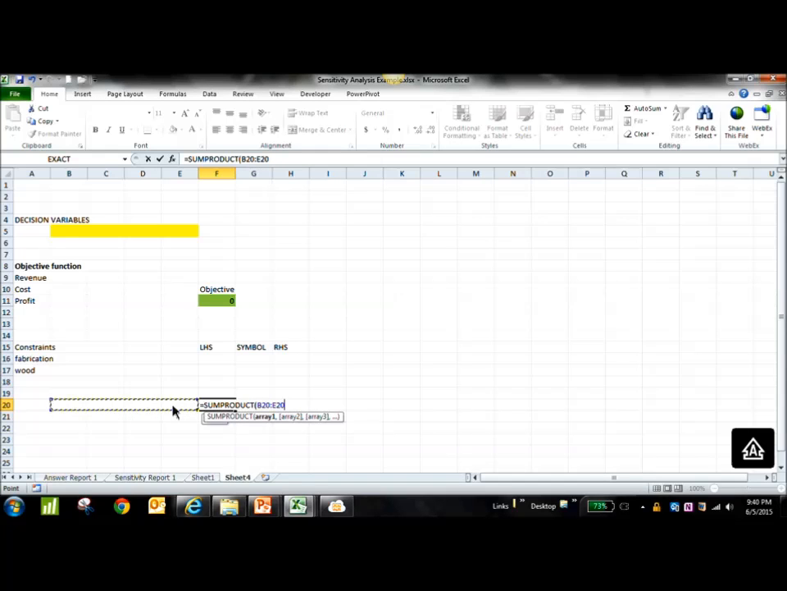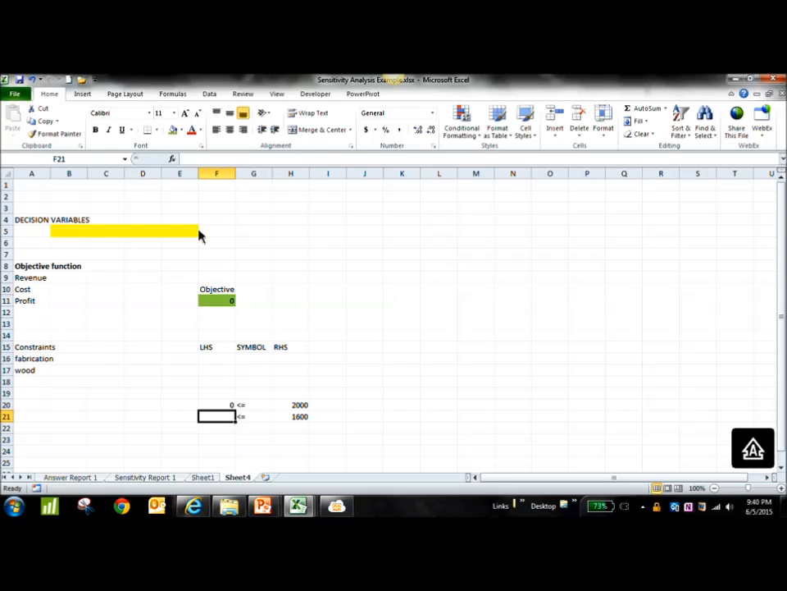And the left-hand side is all the sum product function. All you're doing is taking this section against this and making sure you put an F4 to make it absolute and close the parenthesis. And the rest of it is you drag the formula across all your constraints. So I can drag it up or down, so now I have some products, whatever I write down here.